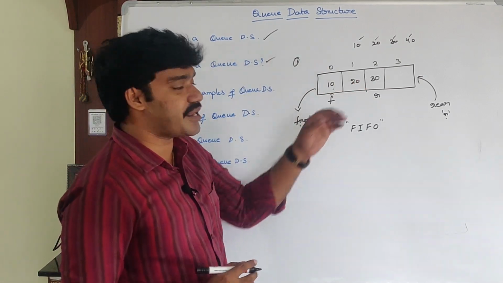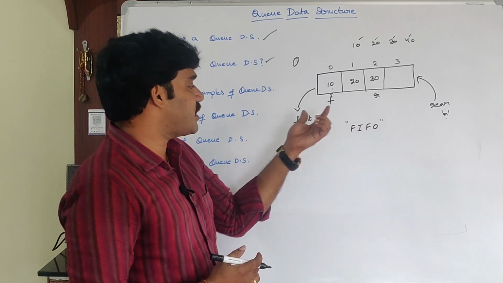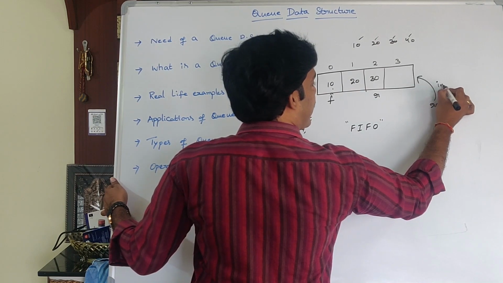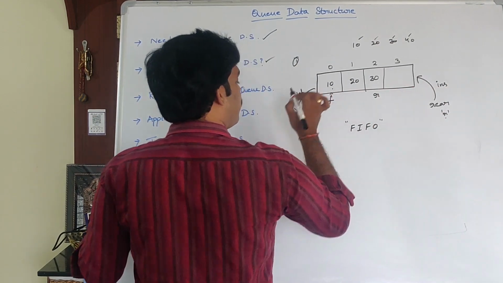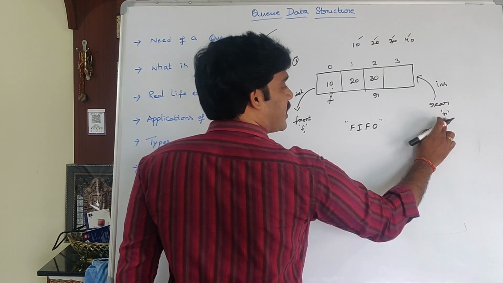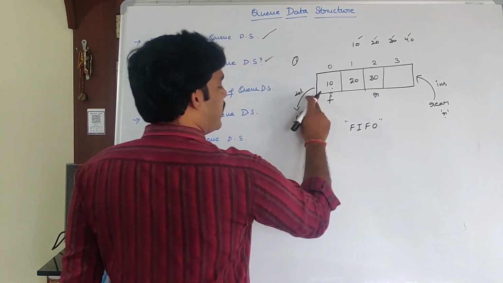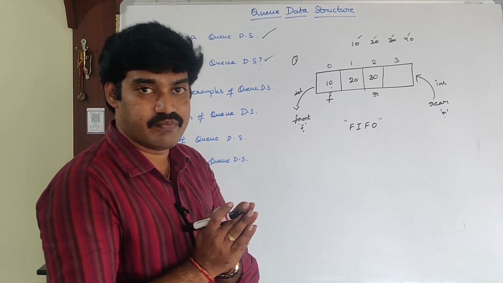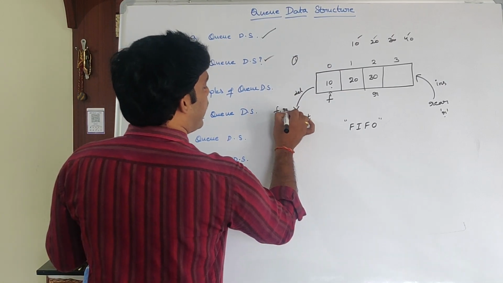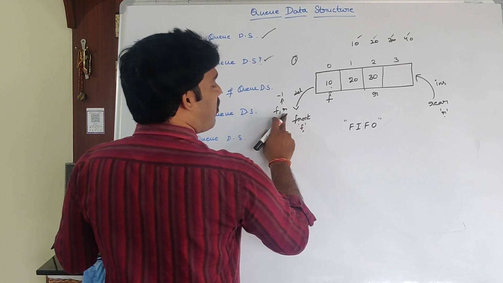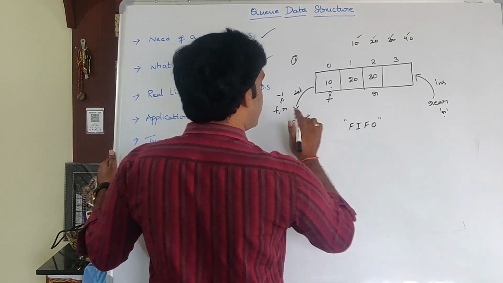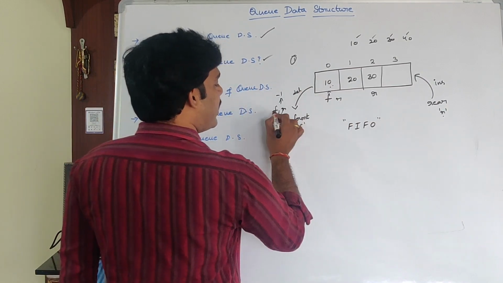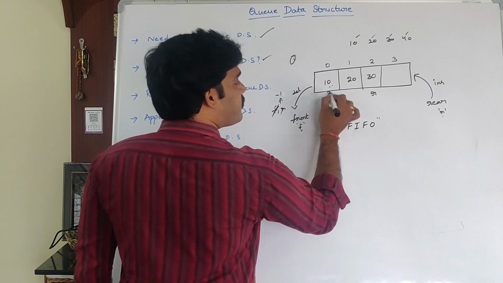Q is a linear data structure in which insertions and deletions are performed from different ends. Insertions are from which end? Rear end. Deletions are from which end? Front end. So for insertions I am taking the rear pointer, that is R. For deletions, the front pointer, that is F. Initially both front and rear are -1. If I want to insert an element into the Q data structure, update the rear pointer and insert an element. If it is the first element, then point F to that particular element.